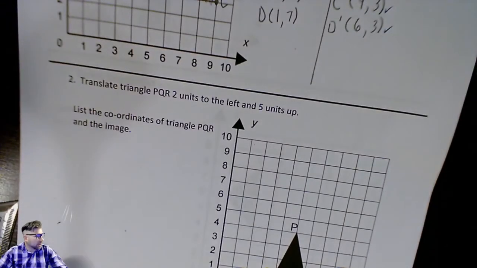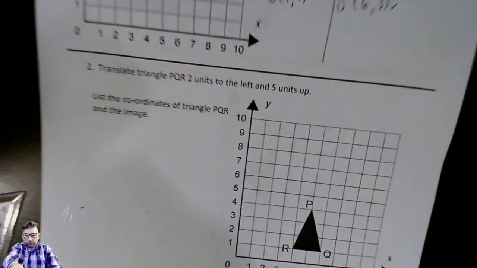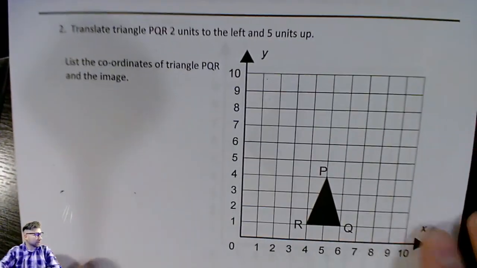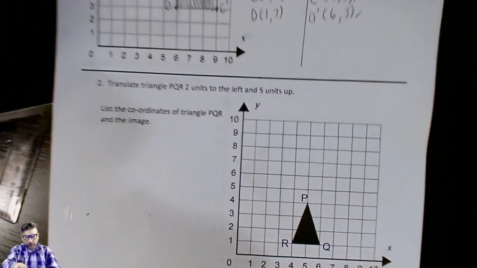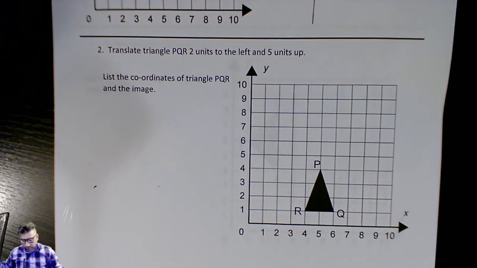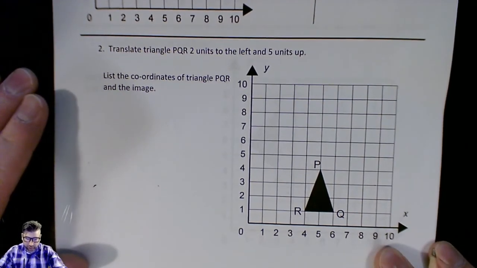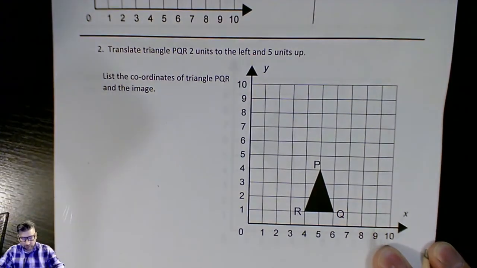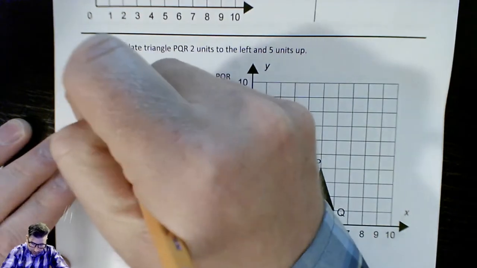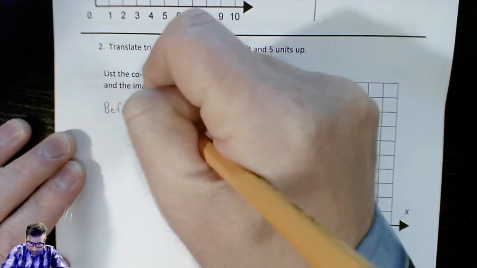This is question 2. So pause it before you start question 2 and try it on your own. That way you know that you're getting the practice and your exploration on your own, which is a great way to learn things. So I'm going to go through it though in front of you. Okay, so translate PQR 2 units to the left and 5 units up. So the first thing we want to do though is make our before and after chart. So that way we can see the changes before and after.